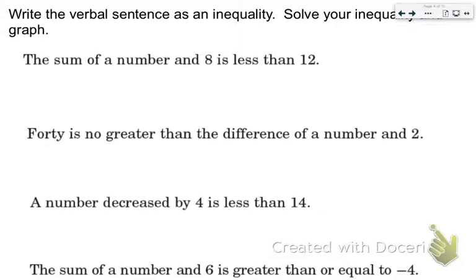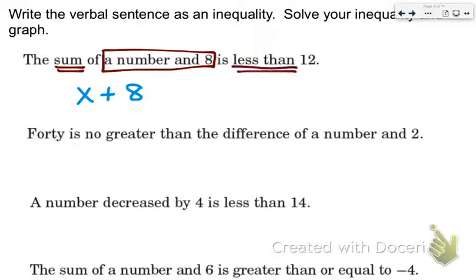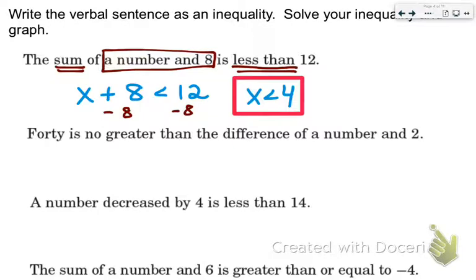For these ones, we're given a verbal sentence that we need to solve and graph. So remember what all these words mean. Sum means we're adding. So the sum of a number and 8 is going to be x plus 8. Then we look at what is on the other side, is less than 12. So less than, we just need a less than sign, and 12 on the right. Let's go ahead and solve this. We get x is less than 4, and go ahead and graph. So we need an open circle because of the sign, and all values less than 4 are to the left.